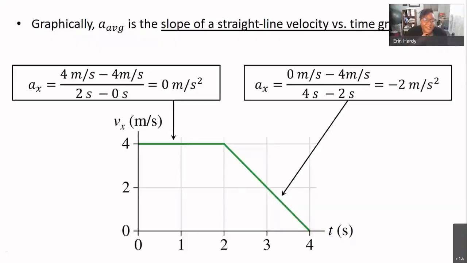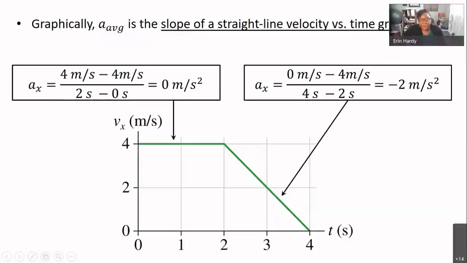So for the first 2 seconds, the velocity is a constant 4 meters per second. So it's no surprise that the acceleration that we end up with is 0, because the change in velocity is 0. It doesn't matter how long in terms of time this interval takes to play out. If v initial and v final are the same, the acceleration is going to be 0 over that interval.